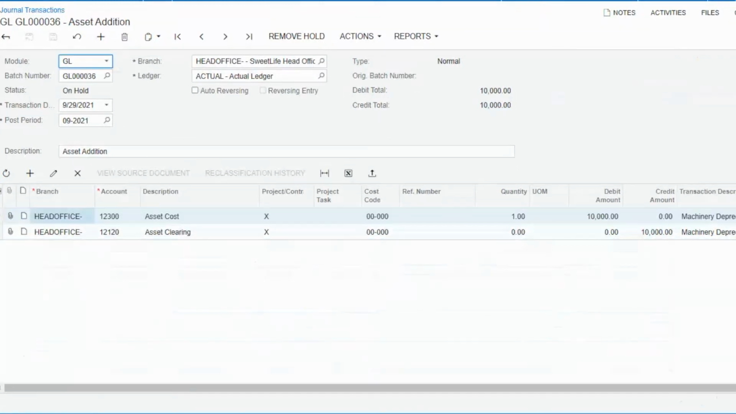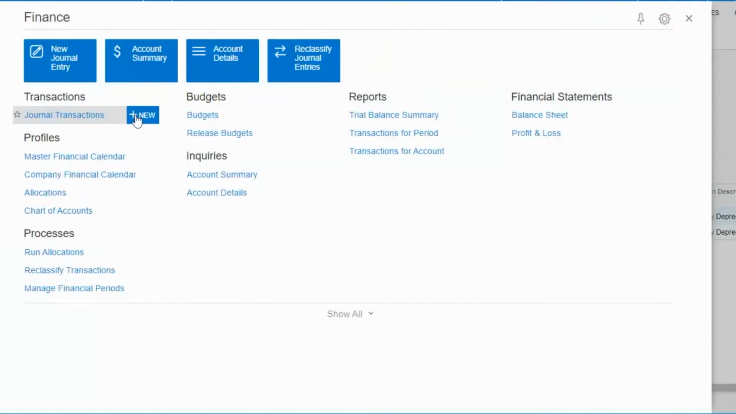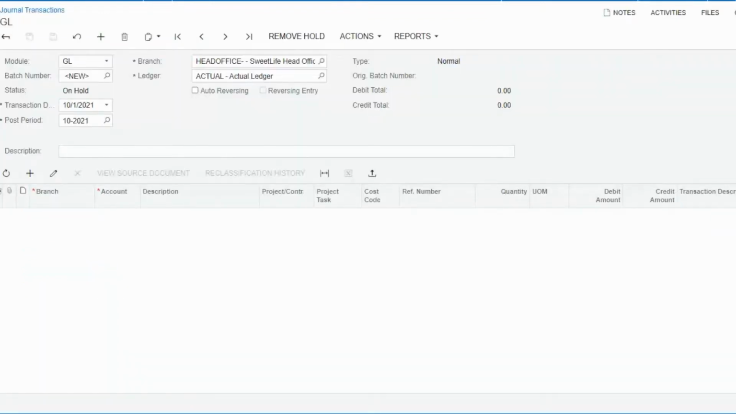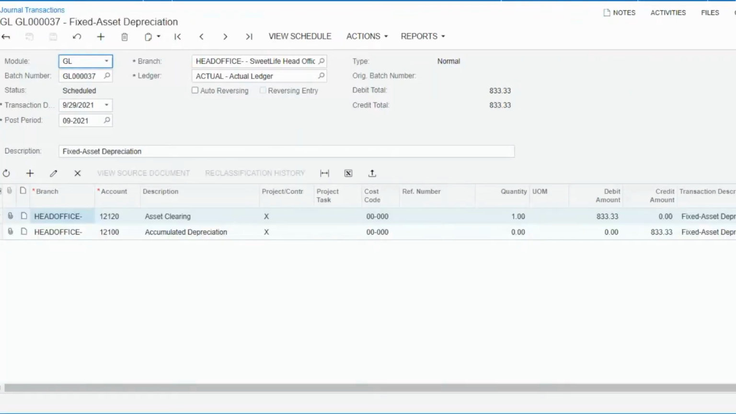Now our next step is to do our depreciation transaction. For this, we go back to Journal Transactions, New, and I already have one pre-made, which is this one. As you can see, we have the asset clearing now as a debit amount, and our new account, which will be accumulated depreciation, as a credit amount. This is the transaction that we are going to use as a recurring transaction.